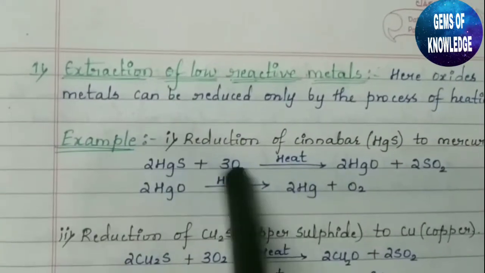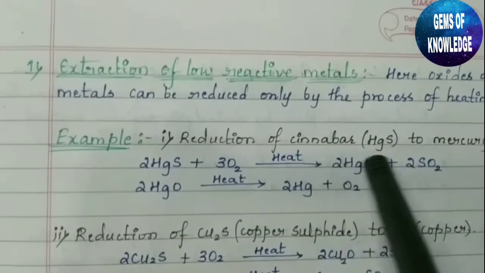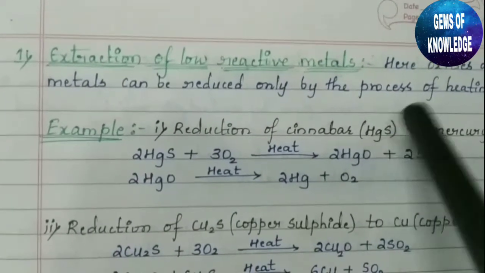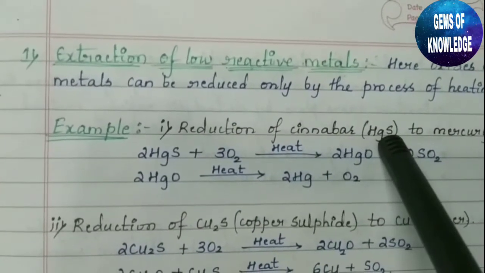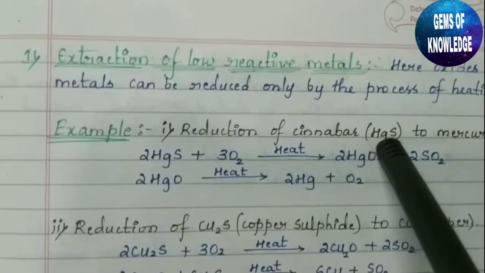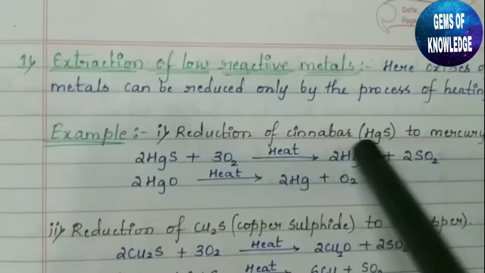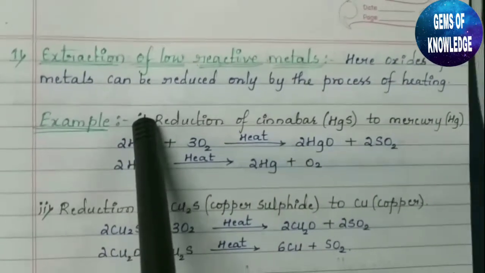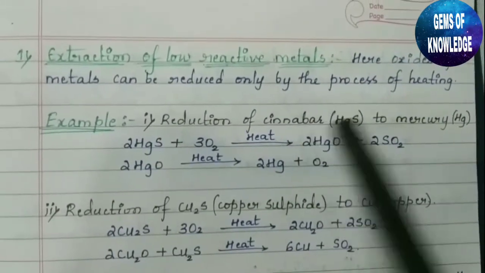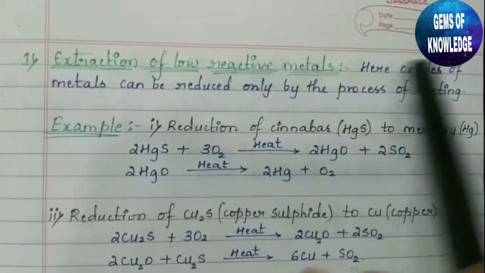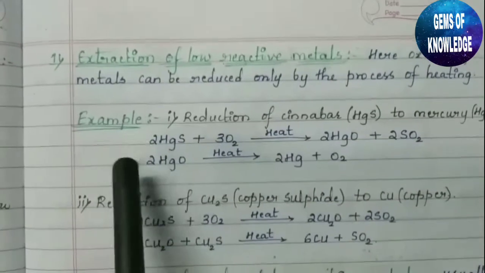For example, reduction of cinnabar. Cinnabar is nothing but this compound, that is HgS. This is mercury mixed with sulfide; when mercury is mixed with sulfide, it is called cinnabar. We have to reduce this cinnabar to mercury. It means we have to remove the element sulfur from here. So you can see what the process is here.